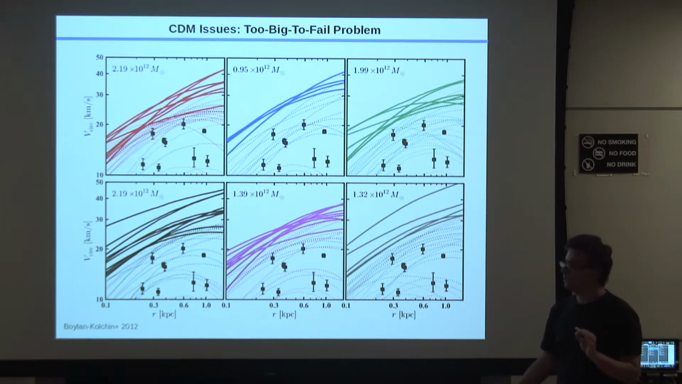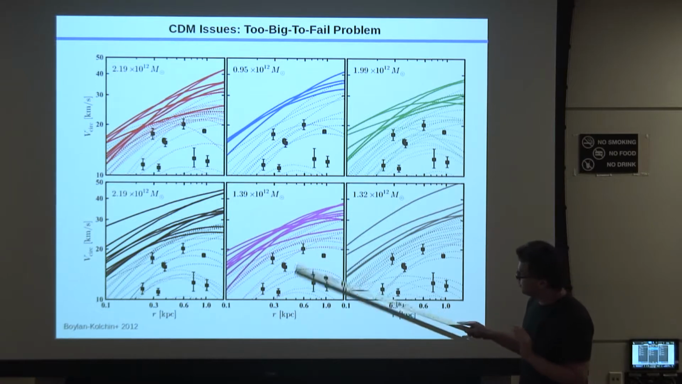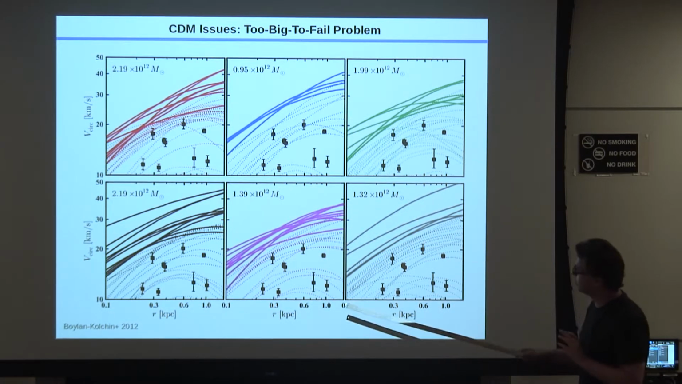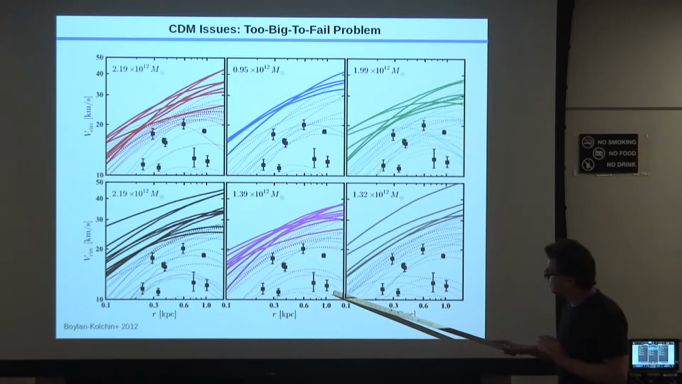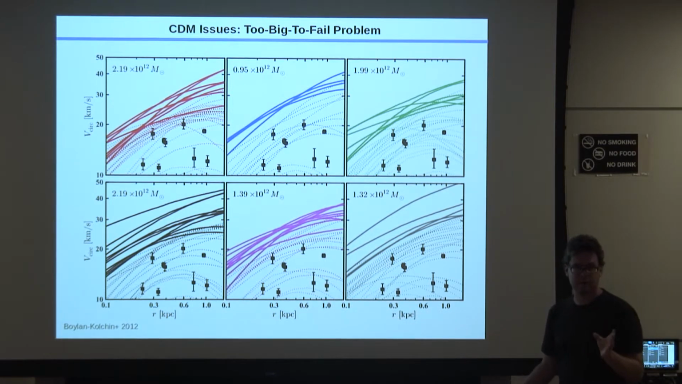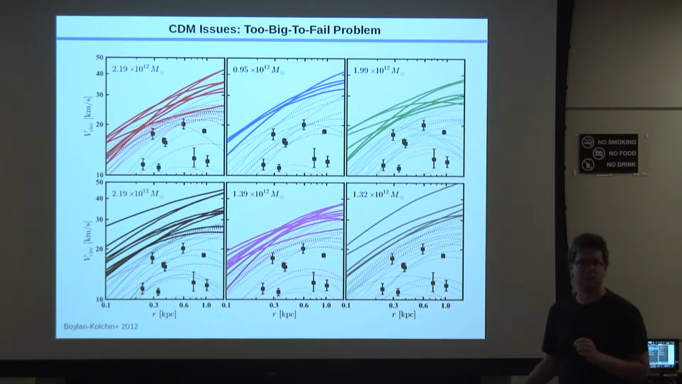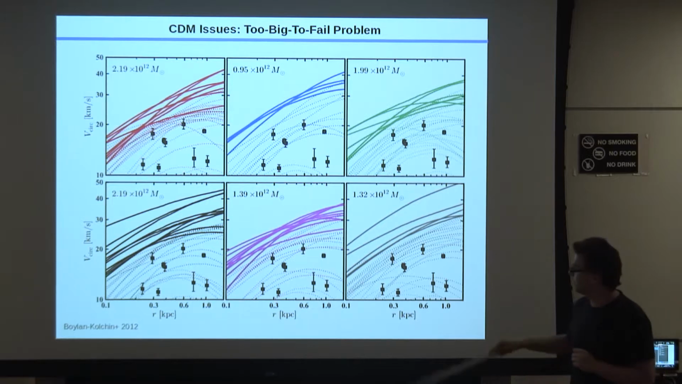And the problem, this is what this too big to fail problem is about in easy terms, is that these data points, which correspond to the brightest satellites in the Milky Way, don't agree essentially with these lines. So the lines are always above all the data points. And many sigma, you see that they are completely discrepant.